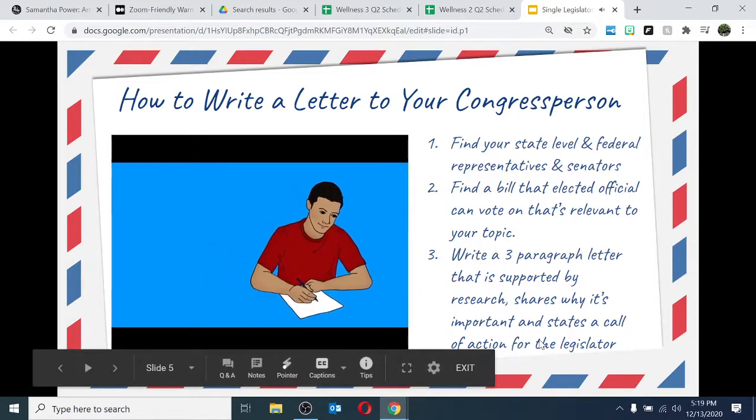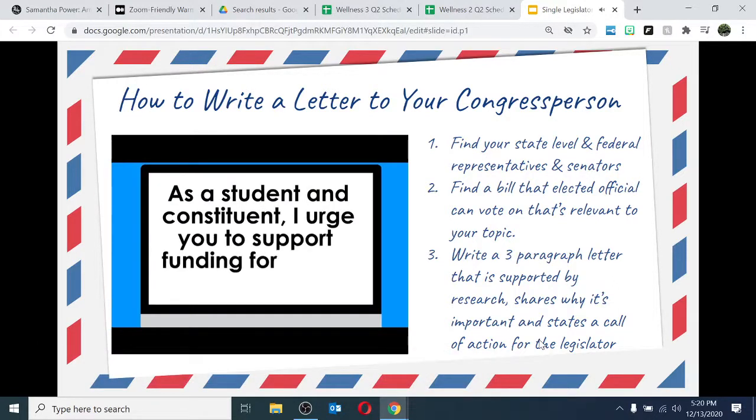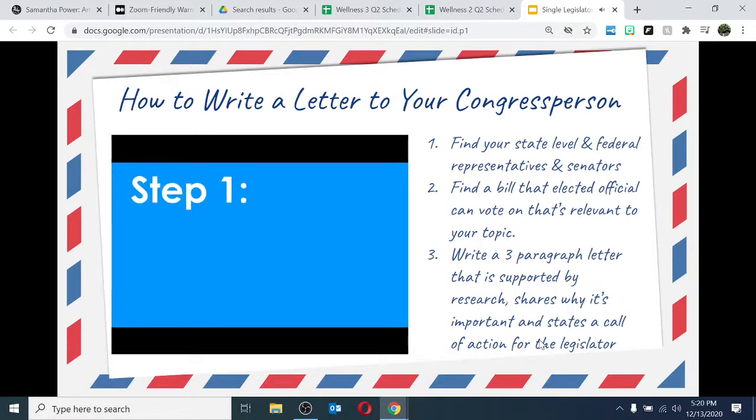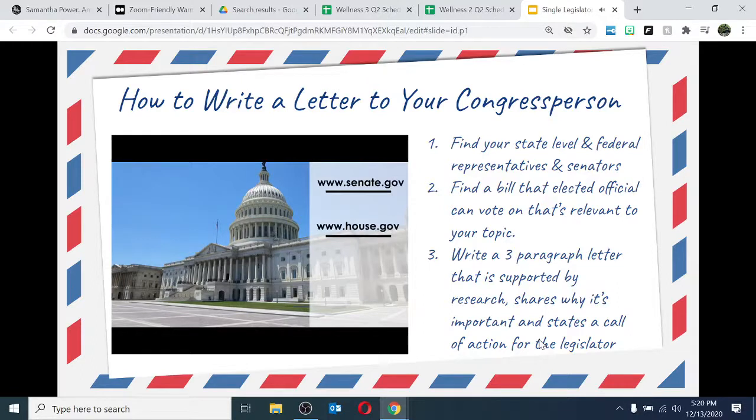Writing to your congressperson is an easy and effective way to express your opinion on issues that are important to you. The first step is to find the name and official address of your congressperson. It can be a physical mailing address or an email address. Your congresspersons can be located using websites like senate.gov and house.gov. If you want to contact your governor, use usa.gov, and for state legislatures, use congress.gov. By the way, all of these links are available in the description box below.